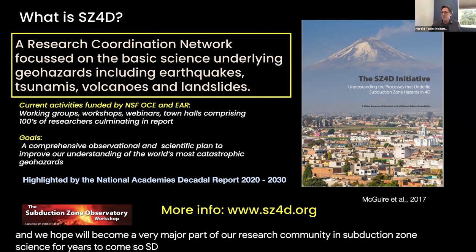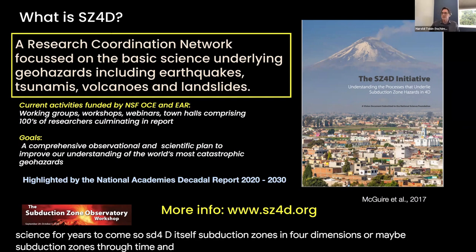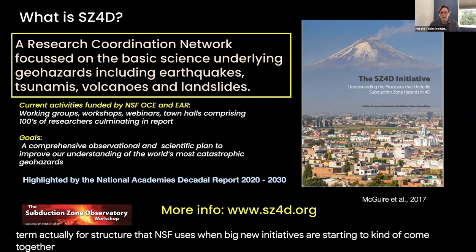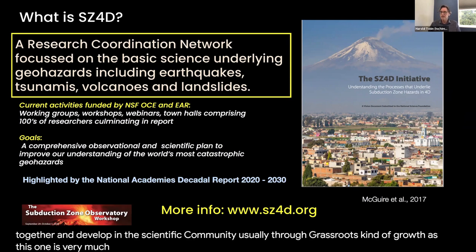So SZ4D itself, subduction zones in 4 dimensions, or maybe subduction zones through time and space, is a research coordination network, which is an NSF term for a structure that NSF uses when big new initiatives are starting to come together and develop in the scientific community, usually through grassroots growth, as this one has very much done, and then use that as a vehicle for a planning process.